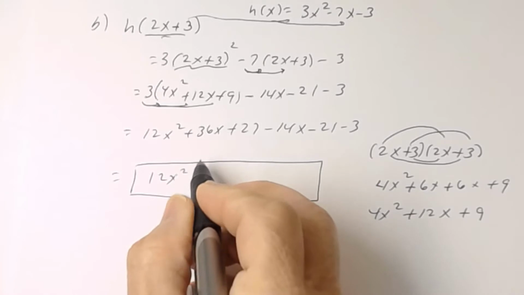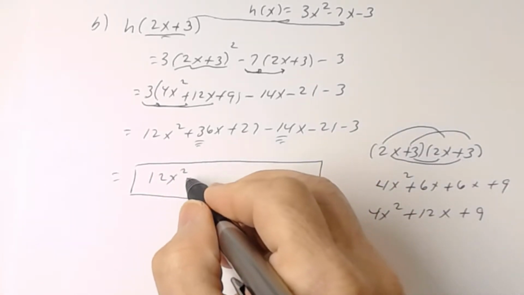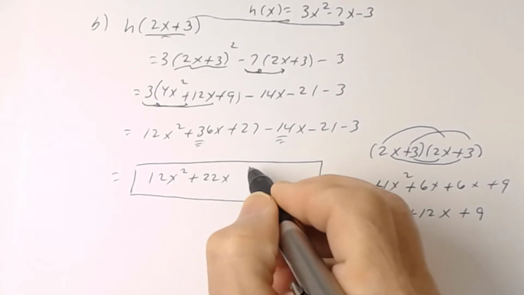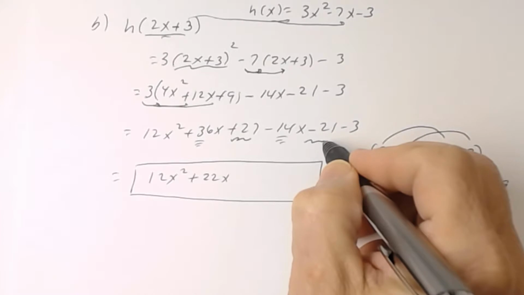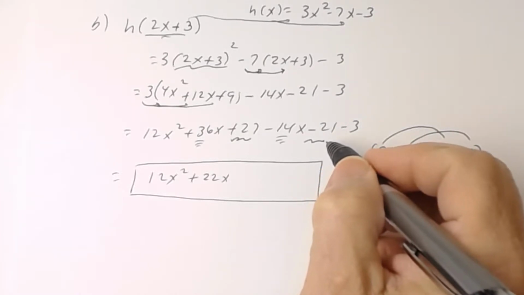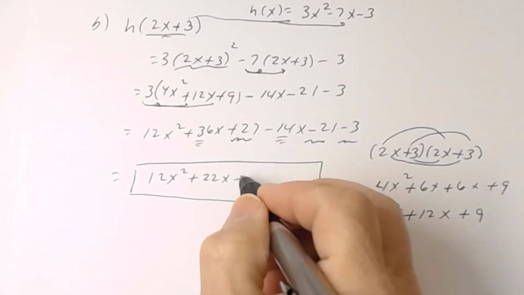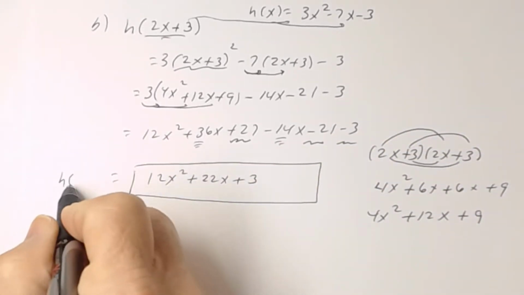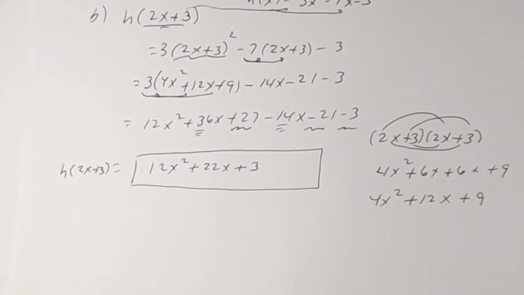12x squared. Let's see, 36x and a negative 14x is 22x, is that right? All right, now what's a positive 27 and a negative 21? That's 6. Yes or no? Yes. Okay, and what's 6 minus 3? 3. So this is h of 2x plus 3. So h of 2x plus 3 is going to equal this.